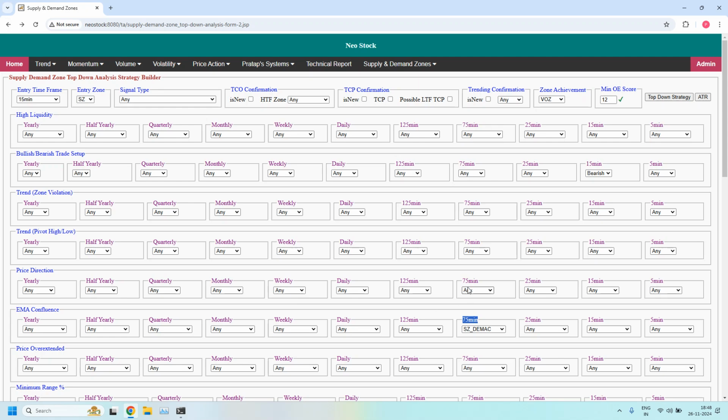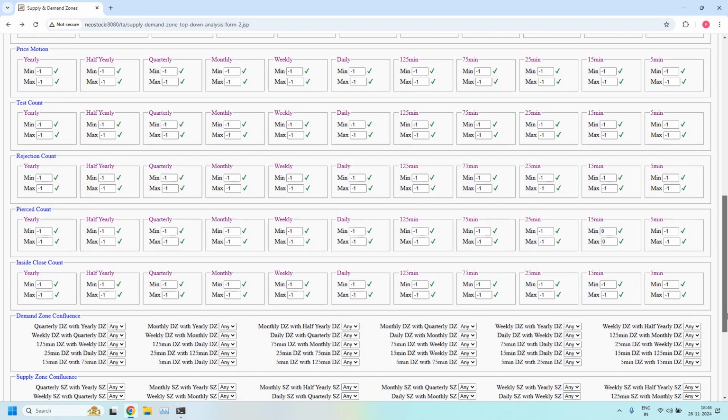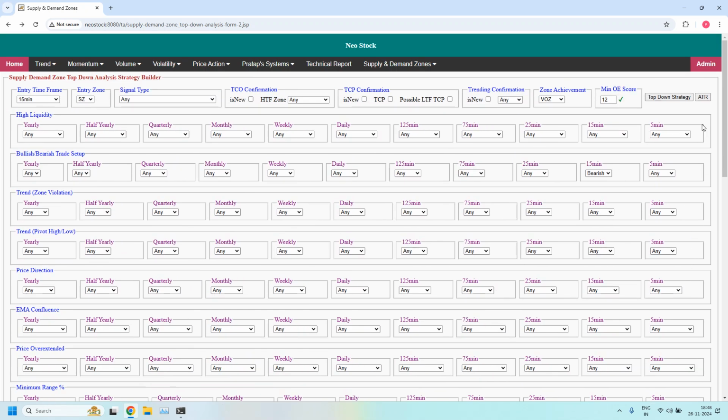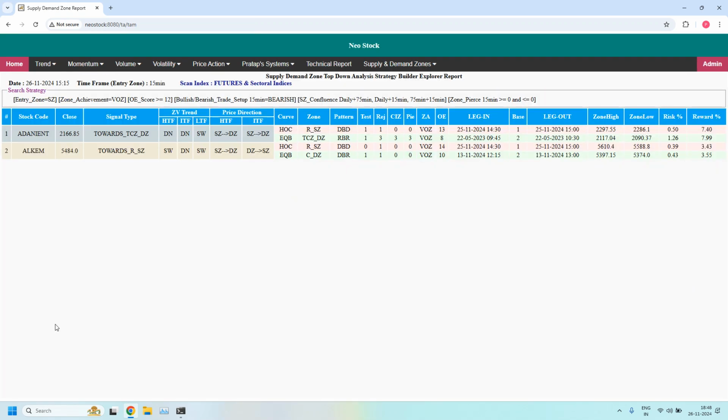Next, let us look for LTF, ITF, HTF supply zone confluence. I am removing the EMA filter. In the supply zone confluence, 3 filters we have to set. First filter is already enabled, that is 15 minutes with 75 minute supply zone confluence. Next filter is the 15 minute supply zone with the daily supply zone confluence filter, and also 75 minute supply zone with daily supply zone confluence is enabled. With all the 3 filters, LTF, ITF, HTF supply zone confluence, we got 2 stocks.